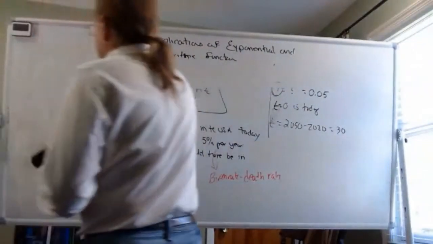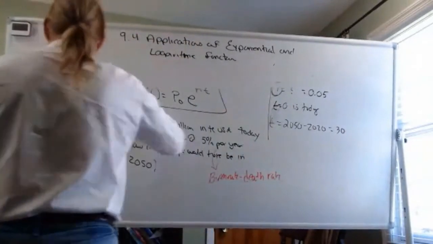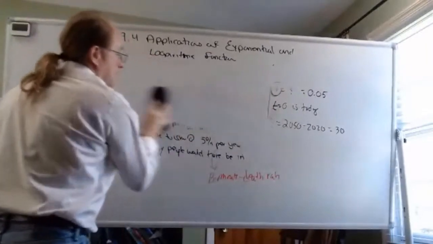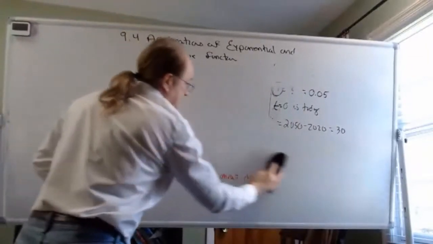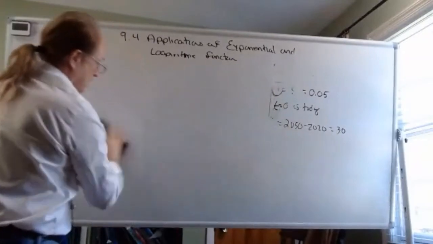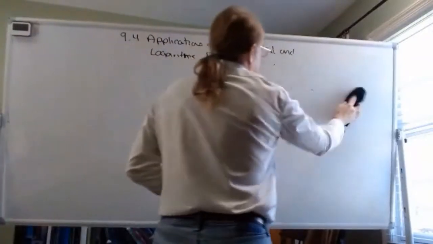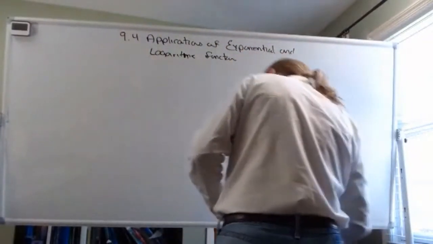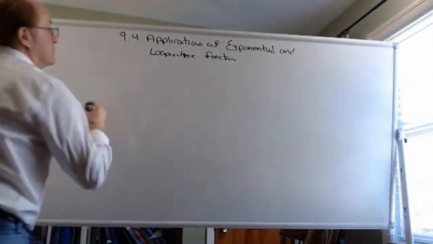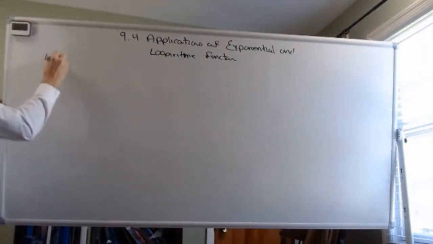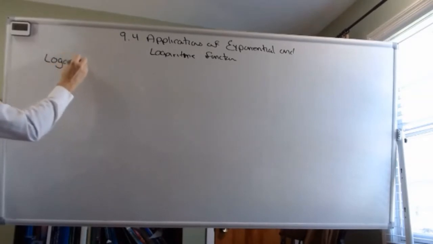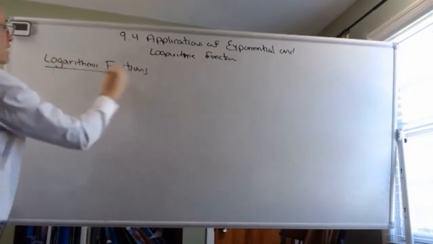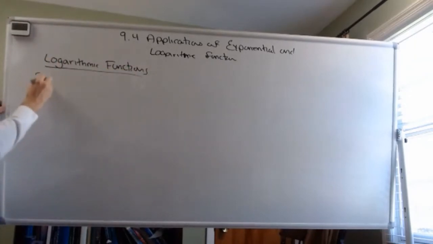Okay, so let's take a look at the last application, and that is scale applications. And that's logarithmic models. And that's how logarithms can be used to give us manageable scales. So we're now going to look at how to use logarithmic functions to model certain scales. And we're going to look at the Richter scale.